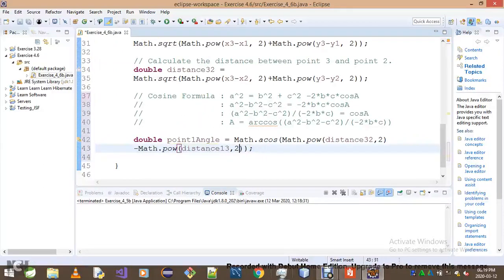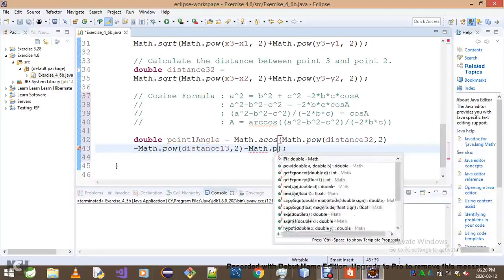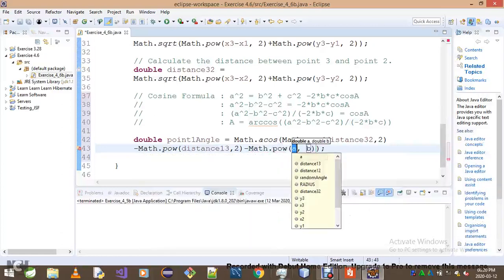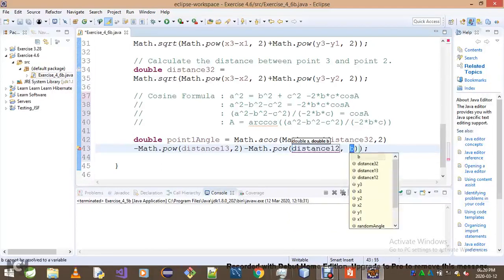My b is going to be the distance 1 3. So b squared is going to be math.pow of the distance, and then you put 2 as your exponent. Again, we got a minus c, so it's math.pow distance, it's 1 3, and then we've already used 3 2 and 1 3. Now we've got to use 1 2, and then we've got to put a 2 over there.